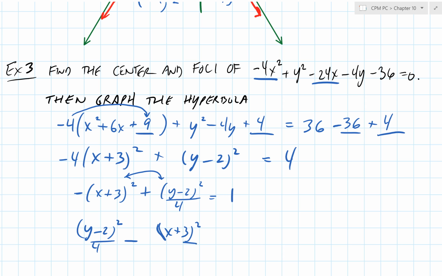Now, we don't really have to put a 1 in the bottom, but by putting a 1 in the bottom, that helps us identify what a and b are. So that makes it a little bit easier to graph. And if we wanted to find the foci, it's easier to have a number in the denominator. So you can always put a 1 there if there's nothing there. And then that's equal to 1.